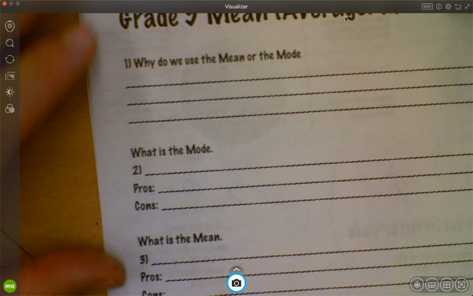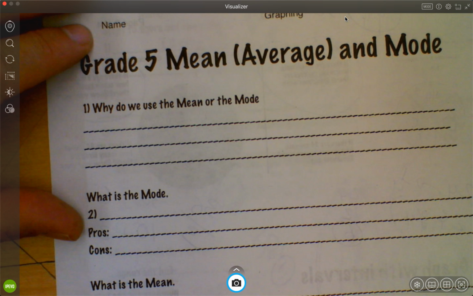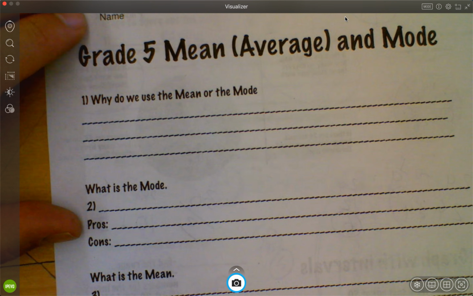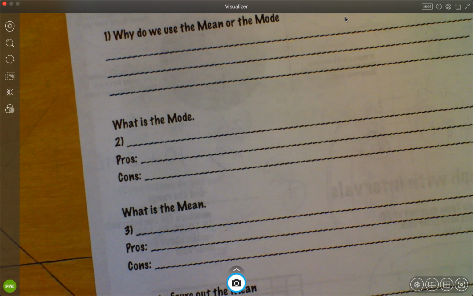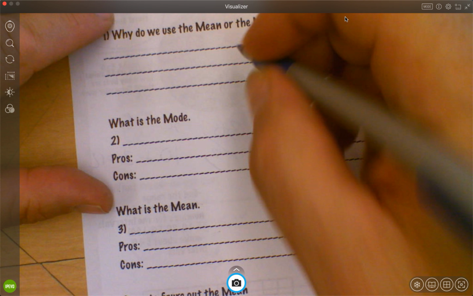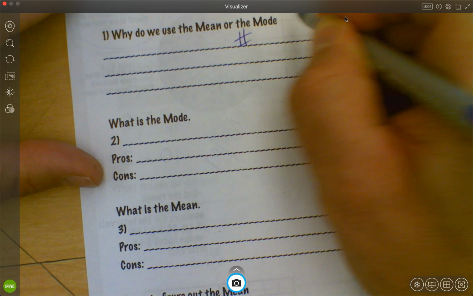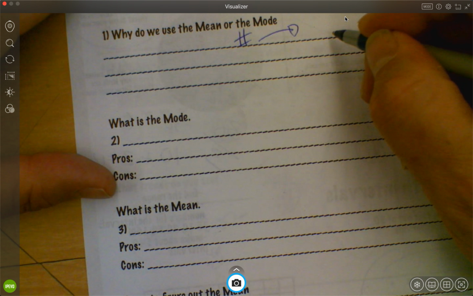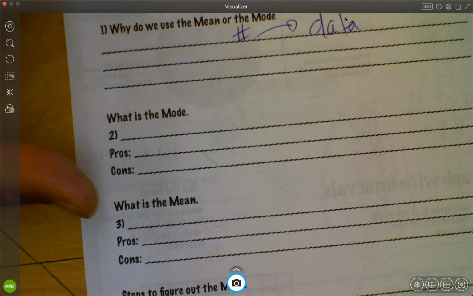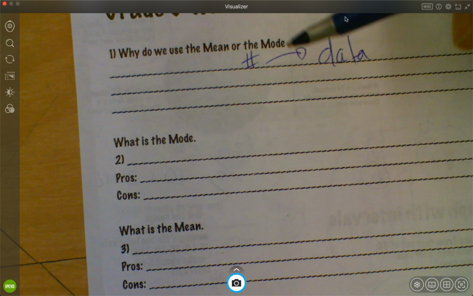Last page, this is solely for the grade 5s, and it has to do with mean, which is kind of like the average, and mode. Why do you use the mean and mode? We use it because sometimes we want to have one number that is the best representation of the data. There are different ways of coming up with what that number is.